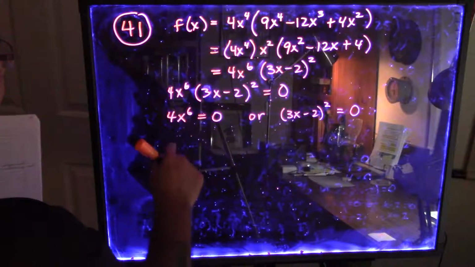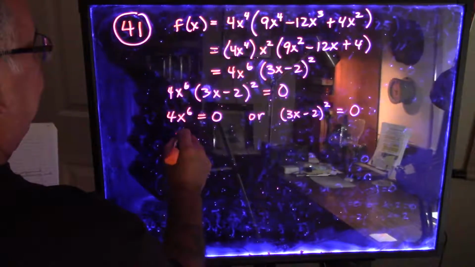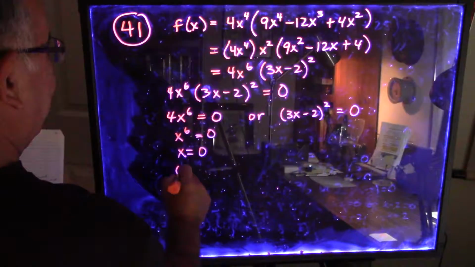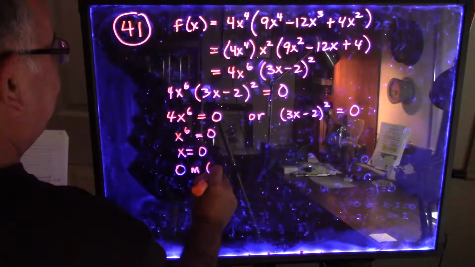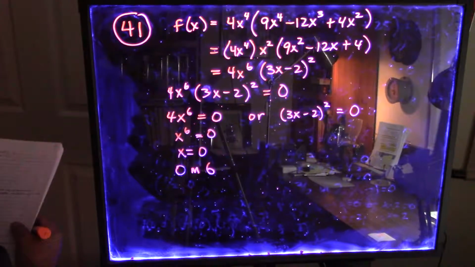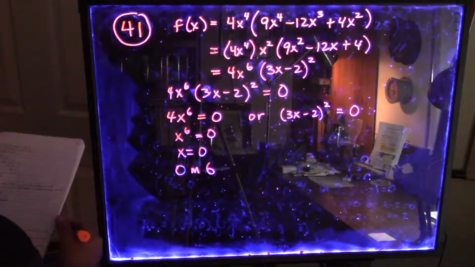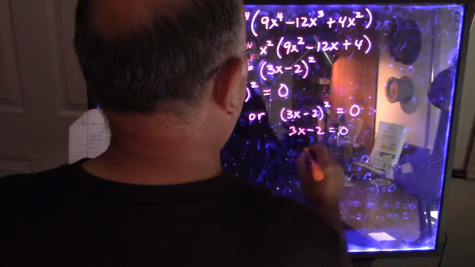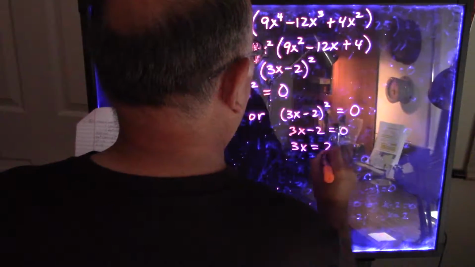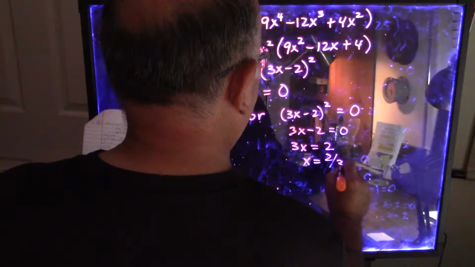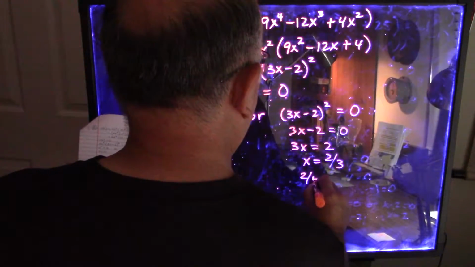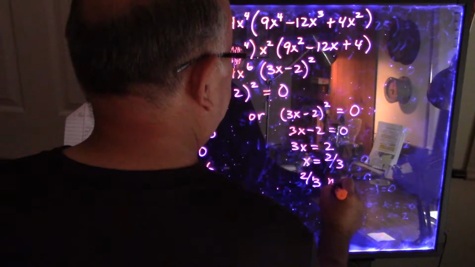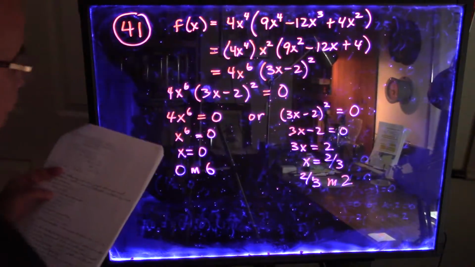Alright, so you can divide both sides by 4, so you get x to the 6th equals 0. You could do that if you want to. And then x equals 0, so you have 0 with multiplicity 6 from that power 6. And 3x minus 2 equals 0. 3x equals 2, and x equals 2/3. So that's 2/3, and that's multiplicity 2 from that power 2.